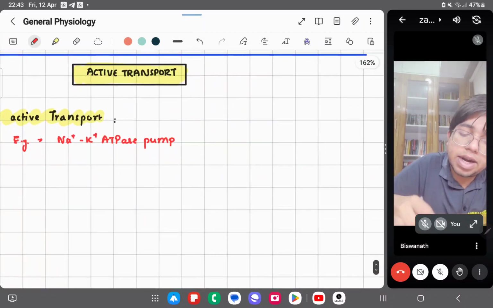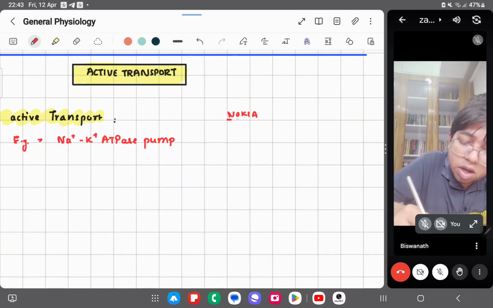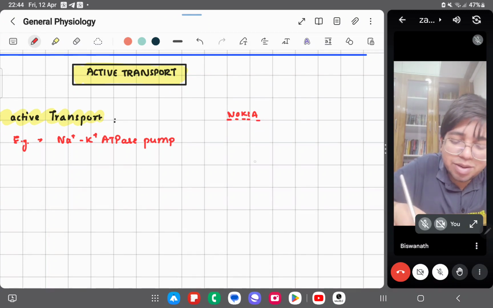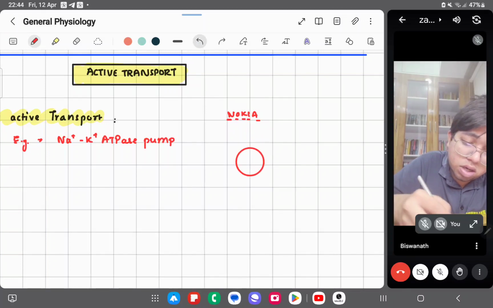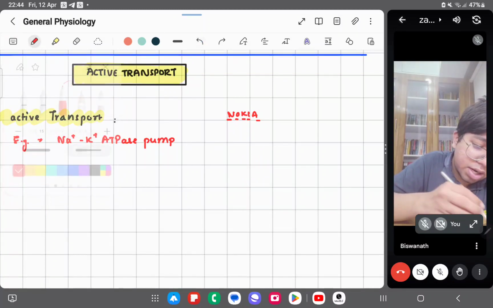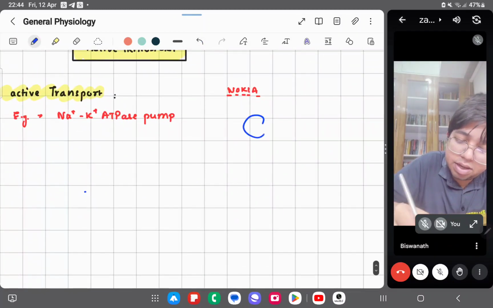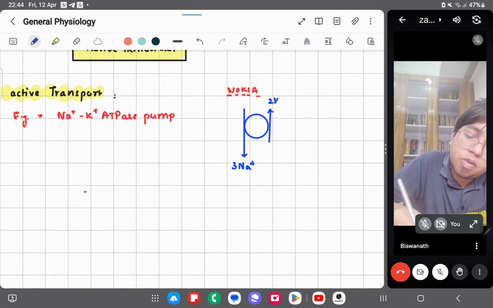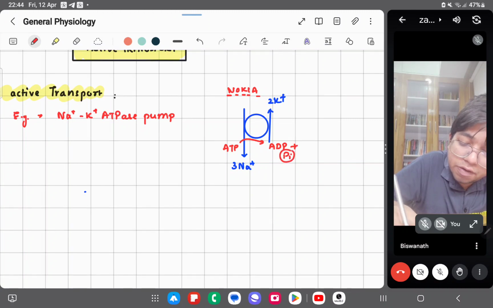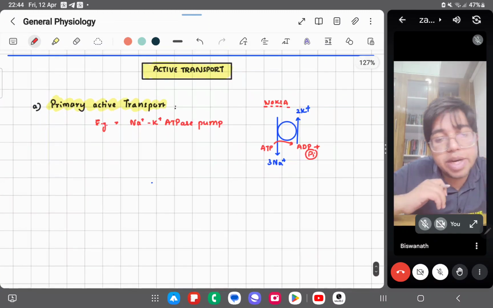You must have read the mnemonic Nokia: sodium out, potassium in at the expense of ATP. Let me write in another color. I like to draw the ATPs in red, I don't know why. 3 sodium out, 2 potassium in at the expense of ATP. ATP is hydrolyzed to ADP and Pi, inorganic phosphate. This is the sodium potassium ATPase pump.